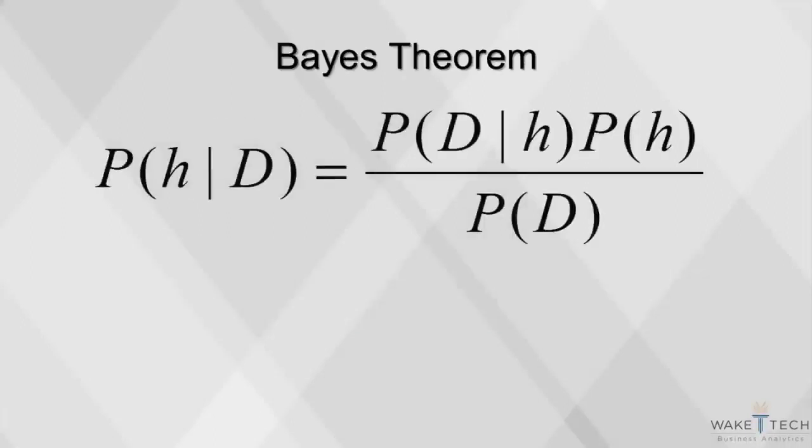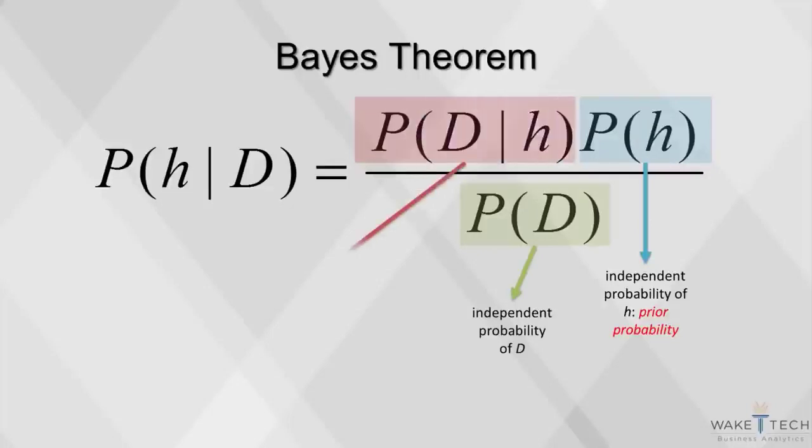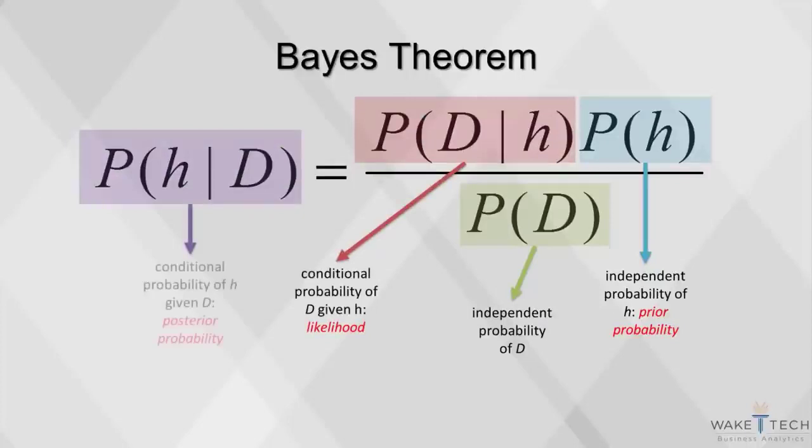The Bayes theorem allows us to estimate posterior probabilities once we obtain new data. With it, we can measure the likelihood of event H occurring once we obtain particular pieces of evidence from data D. The parts of the theorem include the independent probability of H, or prior probability, the independent probability of D, the conditional probability of D given H, or likelihood, and the conditional probability of H given D, or posterior probability.